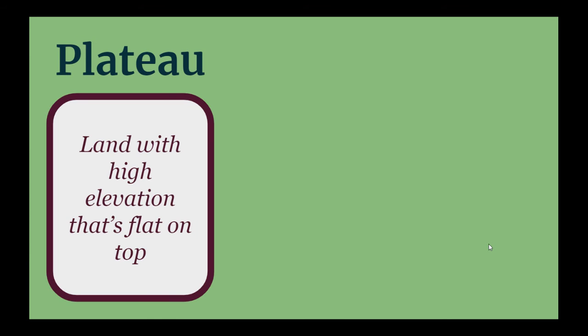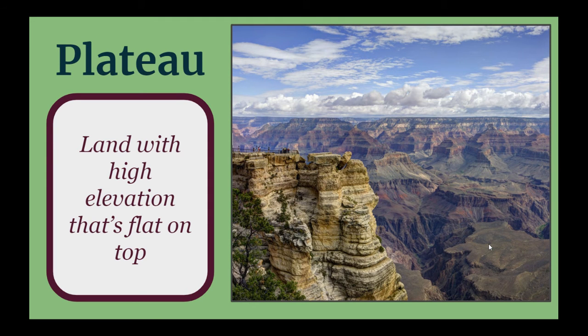Next, we're going to look at a plateau. A plateau is also an area of land with a high elevation, but instead of being pointed on top, it's very, very flat. So here we have a photograph of the Grand Canyon, which is in the southwestern part of North America. And we can see here several examples of plateaus.